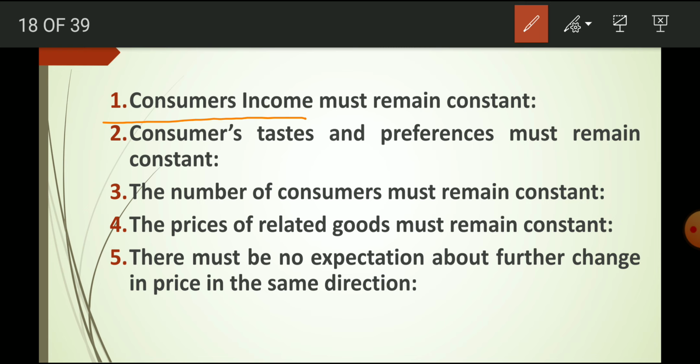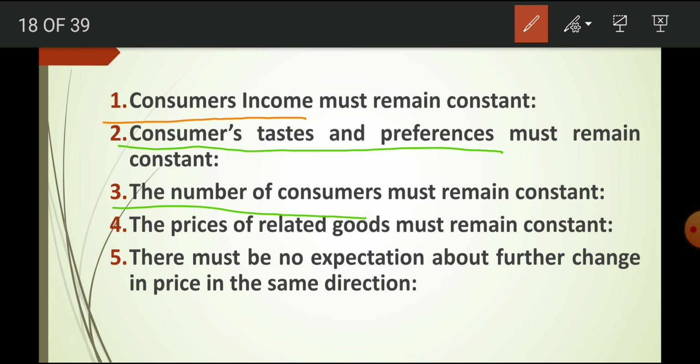So here is consumer taste and preference. Here is the first one, consumer's income. Income is one type of factor which affects demand. So it should remain constant. Second one, consumer taste and preference. What are consumers' taste and preference as factors of demand? They should also remain constant. Third one, number of consumers. Number of consumers means size of the population. So the size of the population should remain the same.